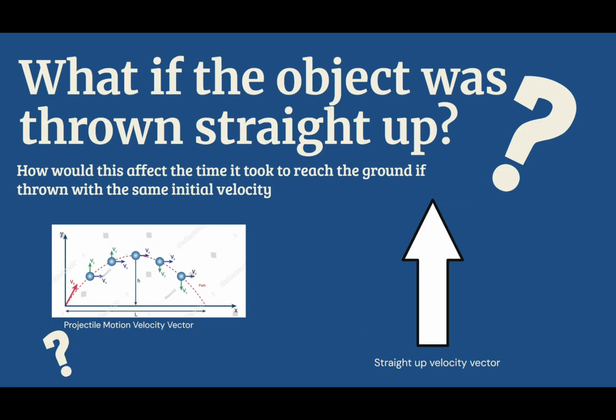Finally, what if the object was thrown straight up? How would this affect the time it took to reach the ground if thrown with the same initial velocity? To explain this, I've included a photo of a projectile motion velocity vector next to a straight up velocity vector. As you can see, for the projectile motion, it's at a slant, and the velocity is split into two components, x and y, while the straight up velocity vector is going completely in the y direction and does not have to be split into components.